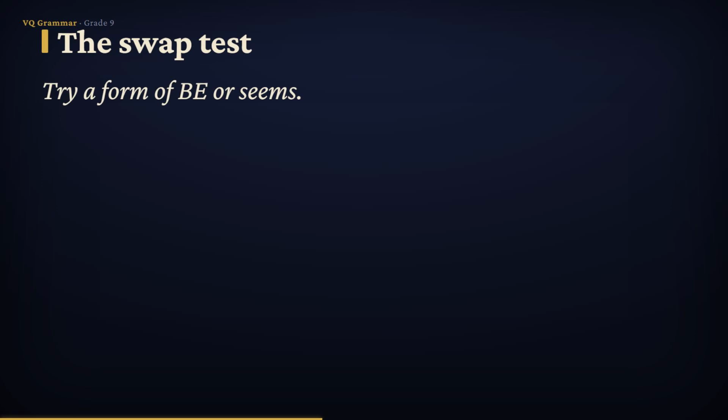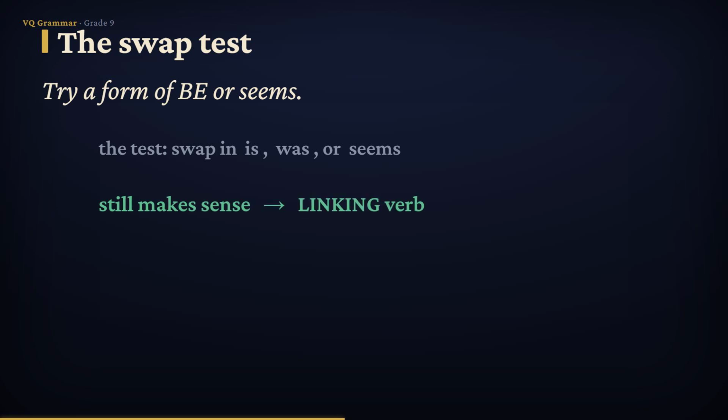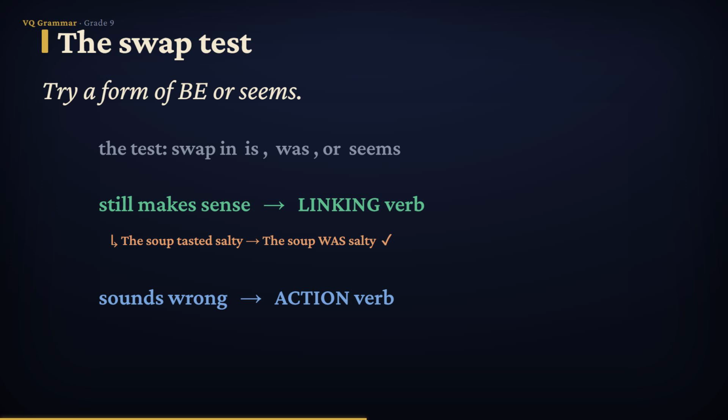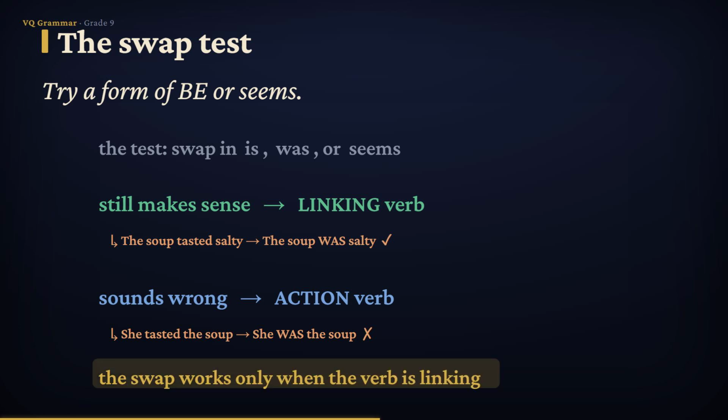So how do you tell which job the verb is doing? Here's a quick test. Take the verb and try swapping in a form of be, is or was, or the word seems. If the sentence still makes sense, the verb is linking. The soup tasted salty becomes the soup was salty. That still works. So tasted is linking here. But if the swap sounds ridiculous, the verb is showing action. She tasted the soup becomes she was the soup. Clearly wrong. So this tasted is an action verb. The swap only works when the verb is genuinely linking two ideas together.